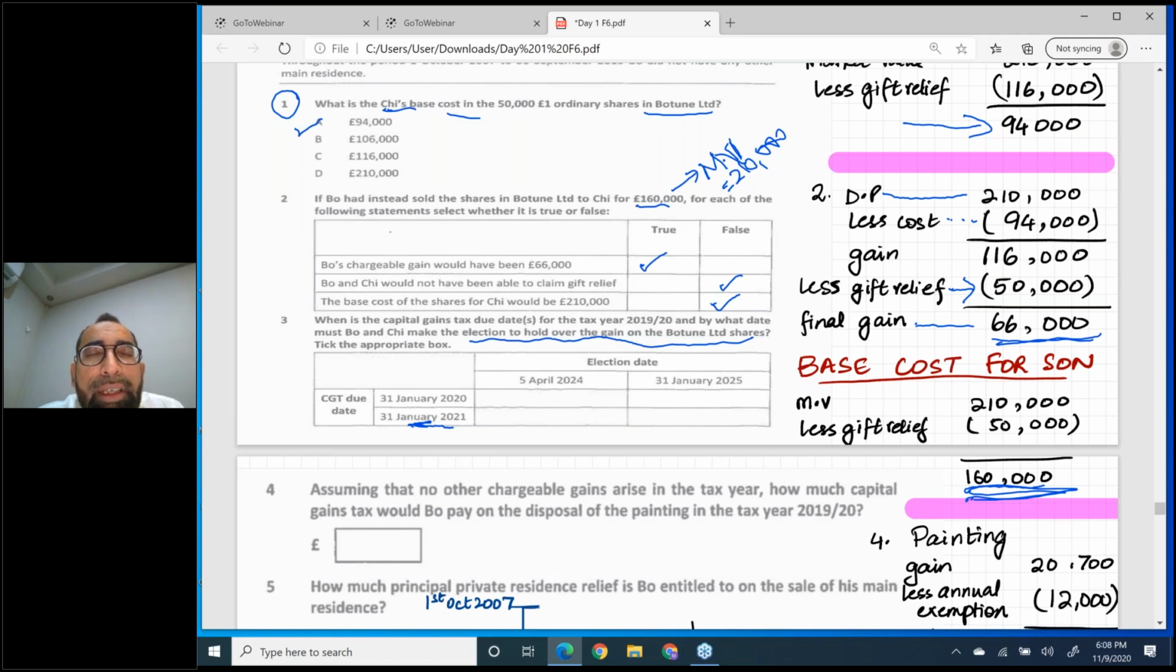What's our fiscal year? Our fiscal year is 19/20, and it ends on 5th April 2020. So just add 4 years from 5th April 2020. It becomes 5th April 2024. This is the correct matrix. That means the last date of election is 5th April 2024, and the CGT due date is 31st of January 2021.